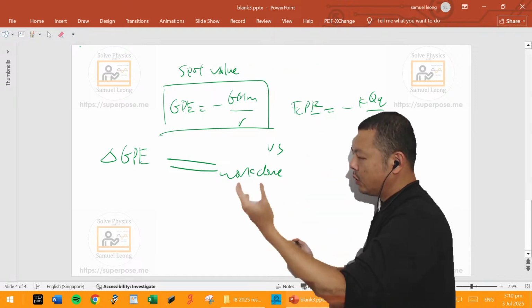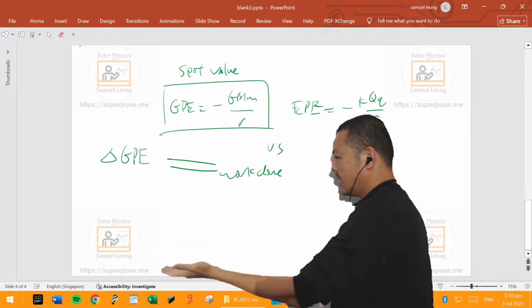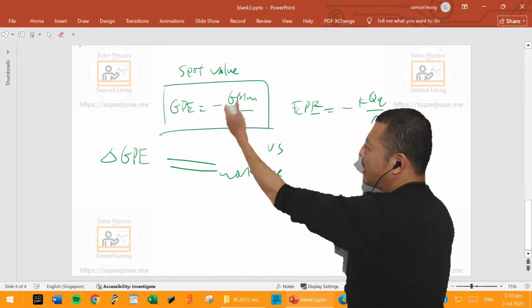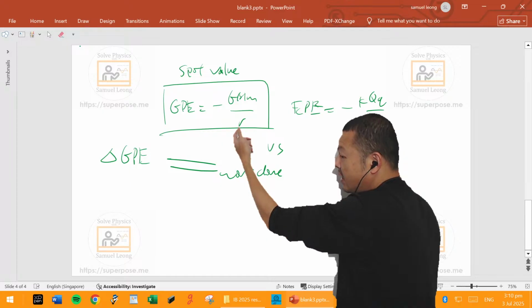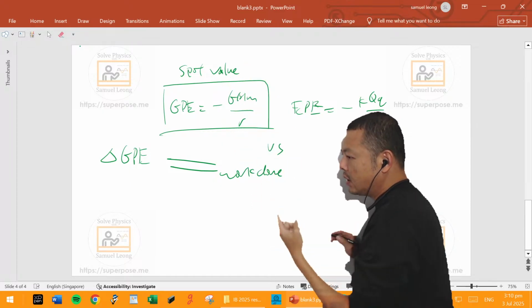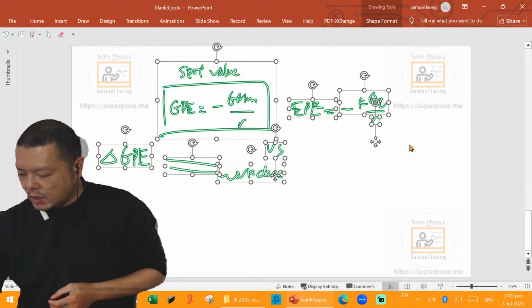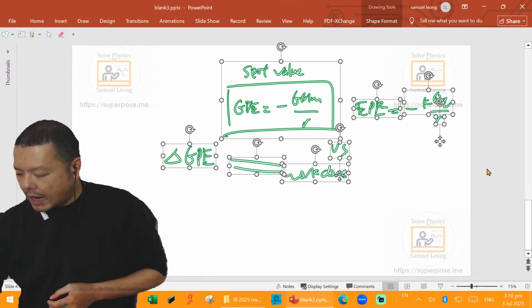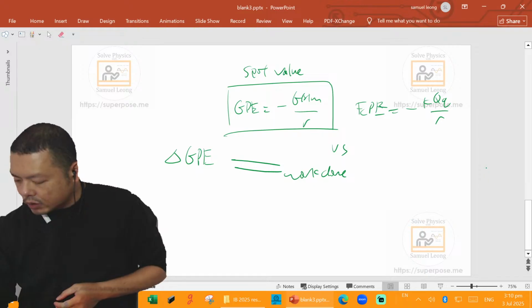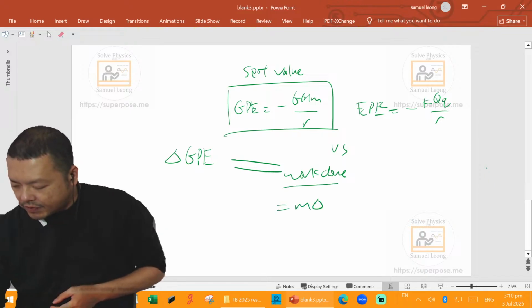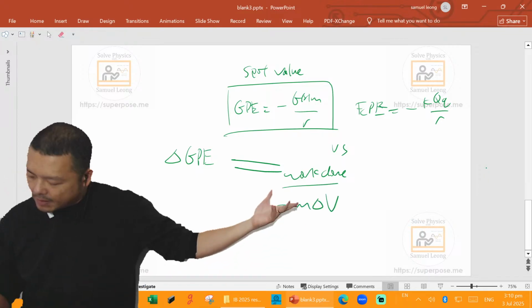If you bring it down, it will lose GPE. So GPE is work done. Change in GPE is work done. But if you're looking at the potential energy equation itself only, that's only one spot value, right? So if you want to use this kind of equation, I believe you're talking about the work done. This will be M del V, is it? Yeah, M del V.